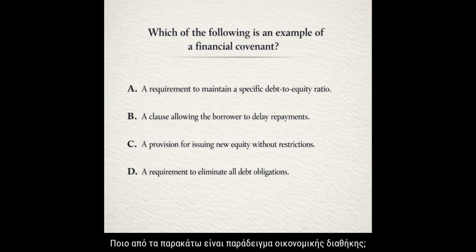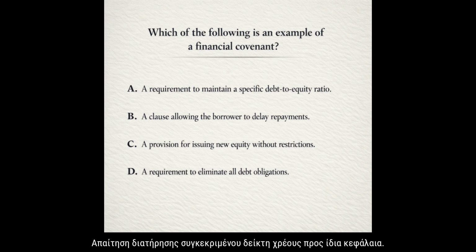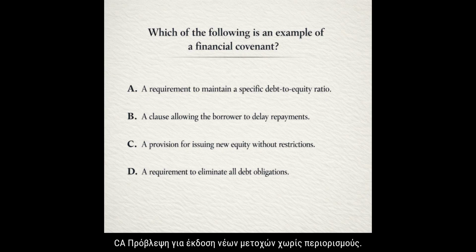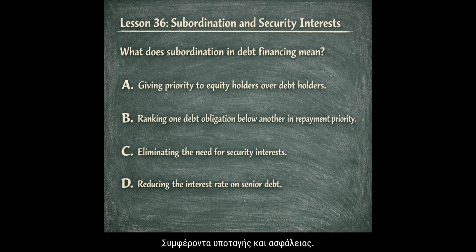Which of the following is an example of a financial covenant? A. A requirement to maintain a specific debt-to-equity ratio. B. A clause allowing the borrower to delay repayments. C. A provision for issuing new equity without restrictions. D. A requirement to eliminate all debt obligations. Lesson 36. Subordination and security interests.